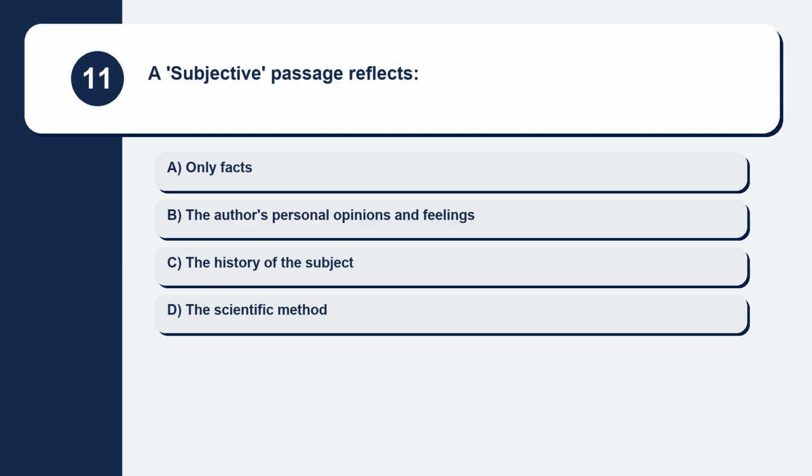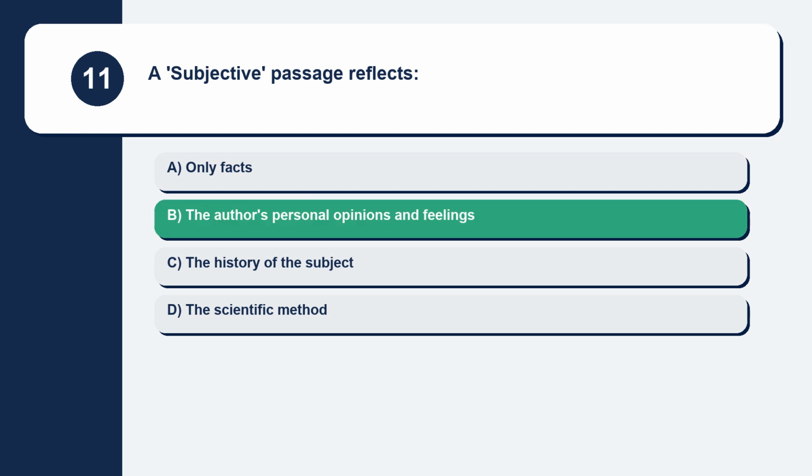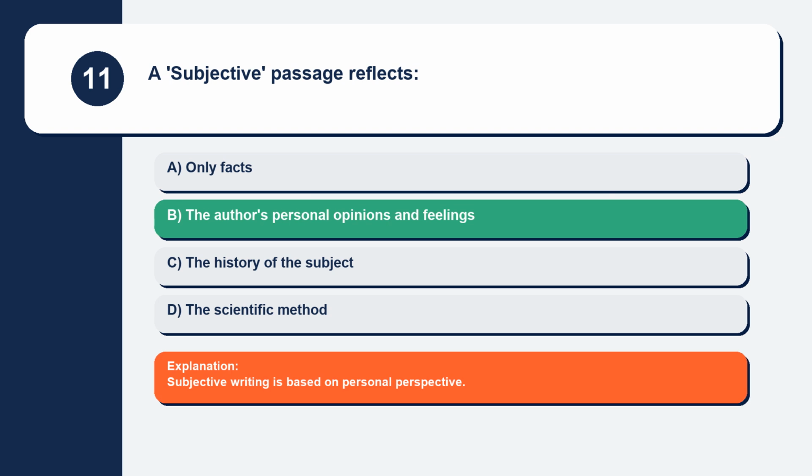Question 11. A subjective passage reflects only facts. The author's personal opinions and feelings. The history of the subject. The scientific method. Subjective writing is based on personal perspective.